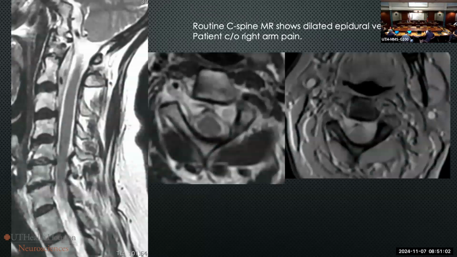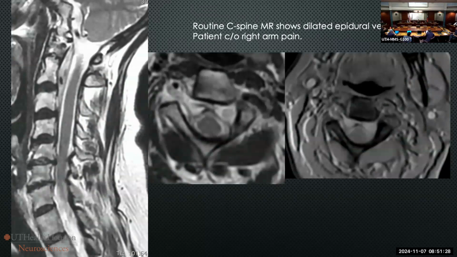So Richard sees like a quadrillion cervical spines over the course of his career. And he says, what's that? That doesn't look normal. I don't usually see that. And when we look at axial images, we see that the epidural space is expanded, and this looks like an enlarged vein to me. So I'm like, oh, wow. So you've got, on a cervical spine in a patient who just has right arm pain, engorged epidural veins.